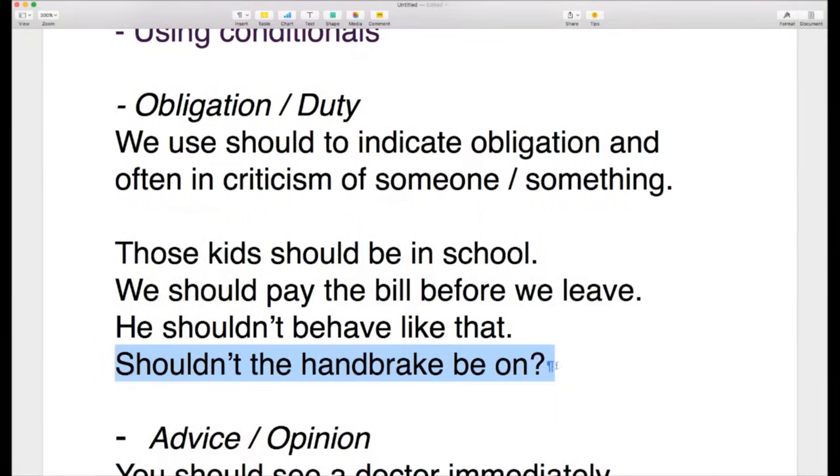Okay, so the next one is, I've written, shouldn't the handbrake be on? So this is in criticism of something. We've parked the car. We're about to leave the car, and I notice that the handbrake, if you drive a car, is the lever in between the seats. If you drive in any other country apart from the UK, you'll be doing it this side. And you pull that up to make sure the car is definitely, the brakes are on, it's not going to roll away, or no one can push it away. So I might look and say, oh, the handbrake isn't on. Shouldn't the handbrake be on?